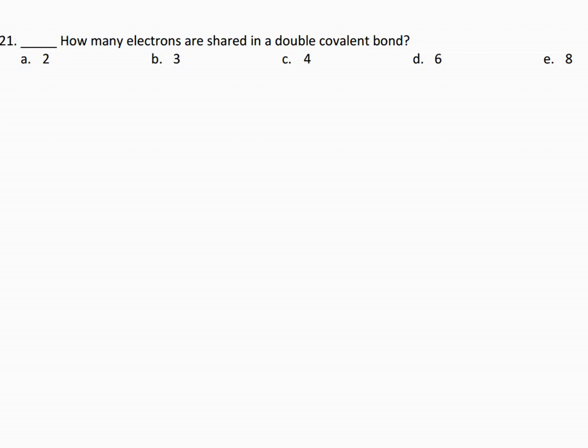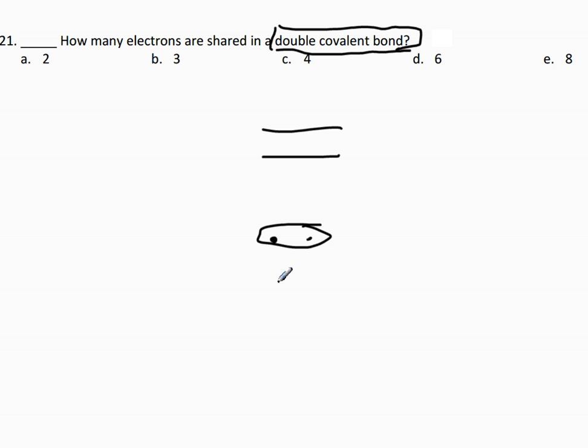How many electrons are shared in a double covalent bond? Here's an example. This was on your optional review paper. If you talk about a double covalent bond looking like that, the correct answer is 4. If I asked you about a triple, it would be 6. A single bond would be 2.